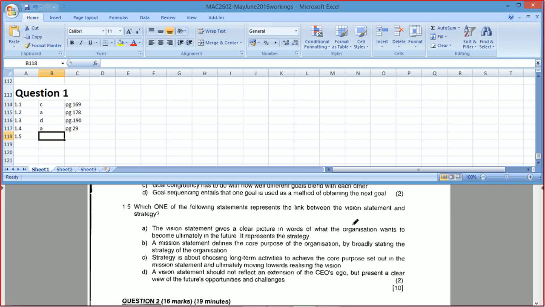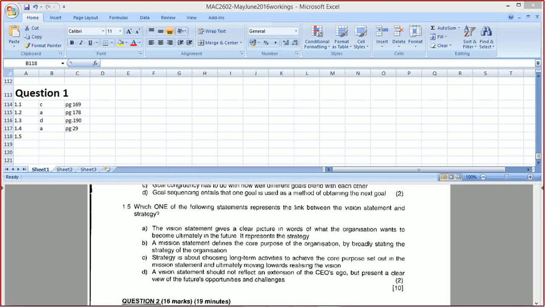Okay, which one of the following statements represents the link between the vision statement and the strategy? Okay, that's the link. So the link means what combines the two. Vision and strategy. Vision statement gives a clear picture, in other words, what the organization wants to become ultimately in the future. It represents the strategy. But they want the link between. Strategy is about choosing long-term activities. Mission statement defines the core purpose of the organization by broadly stating the strategy of the organization. I'm leaning towards mission statement, but let's just double check.